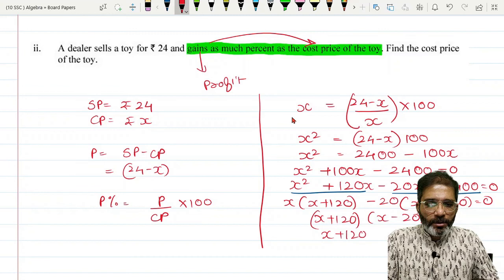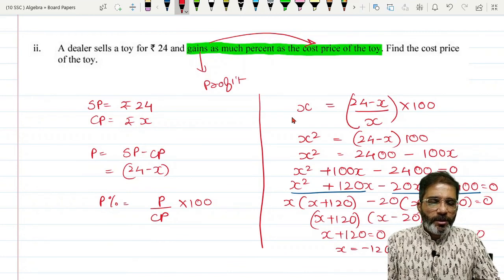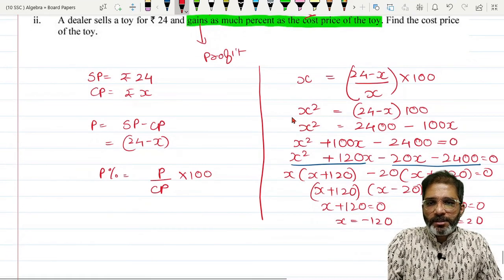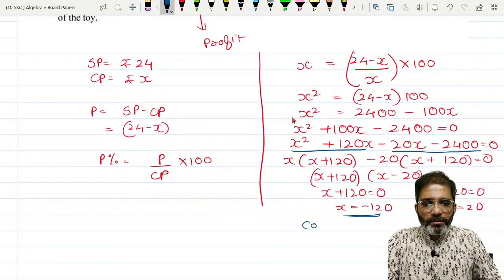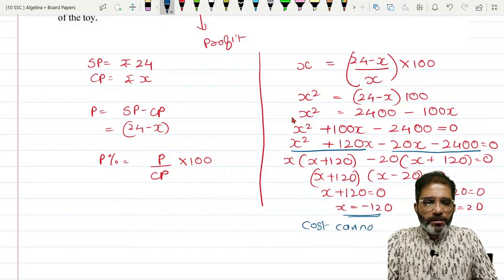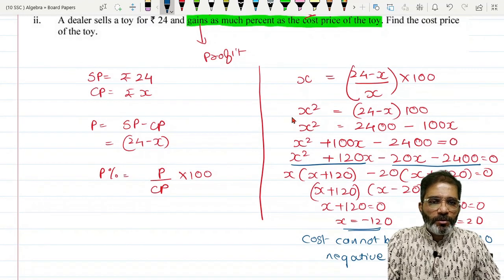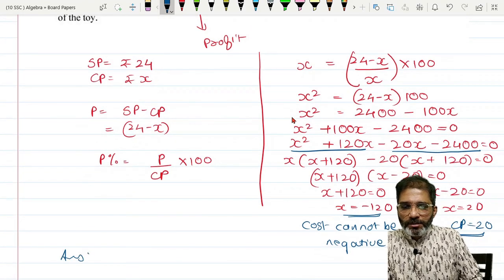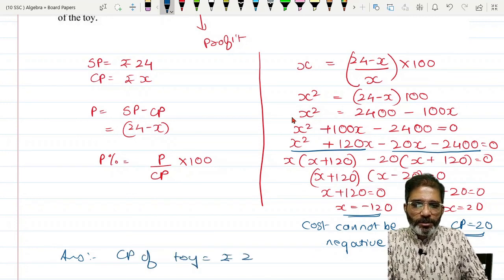X plus 120 equal to 0, x equal to minus 120, and we get x minus 20 equal to 0, x equals to 20. Okay, so students, we have taken x as nothing but the cost price, so the cost cannot be negative, so I have my cost price as rupees 20. Okay, and that is what you have to find out. So the final answer is cost price of toy equal to rupees 20.